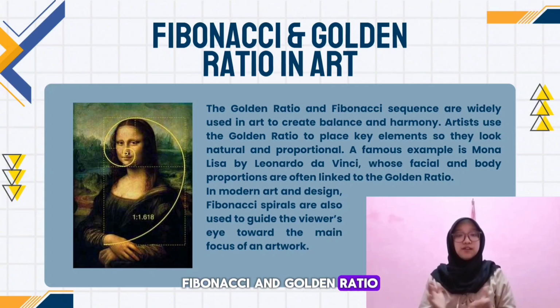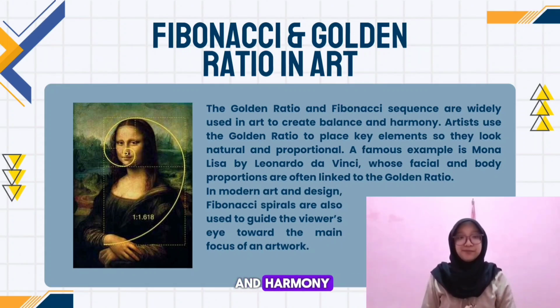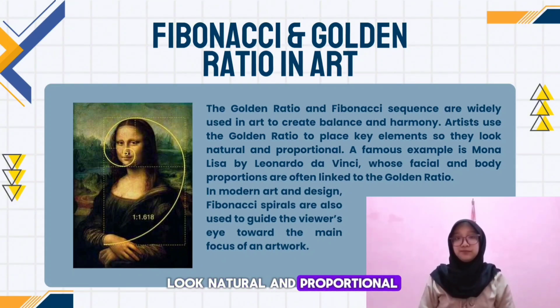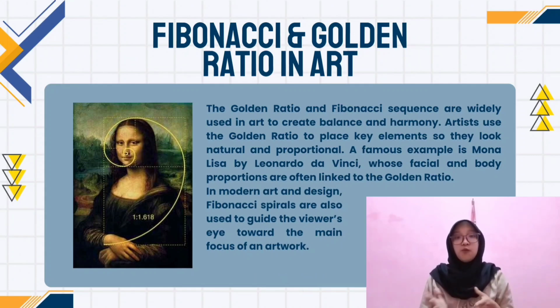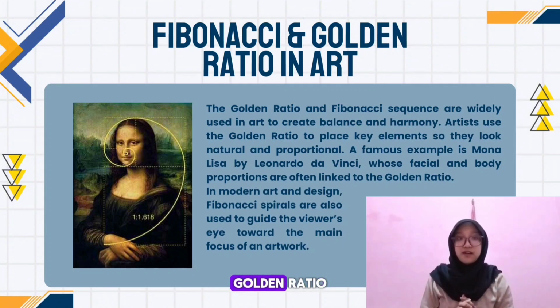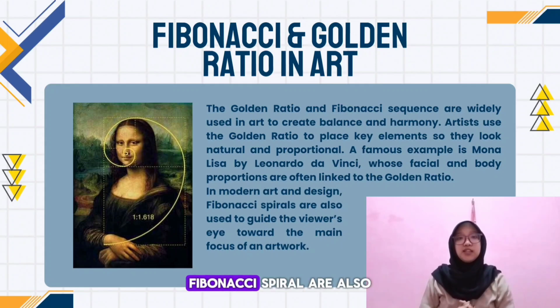Fibonacci and golden ratio in art. The golden ratio and Fibonacci sequence are widely used in art to create balance and harmony. Artists use the golden ratio to place key elements so they look natural and proportional. A famous example is the Mona Lisa by Leonardo da Vinci, whose facial and body proportions are often likened to the golden ratio. In modern art and design, Fibonacci spirals are also used to guide the viewer's eye toward the main focus of an artwork.